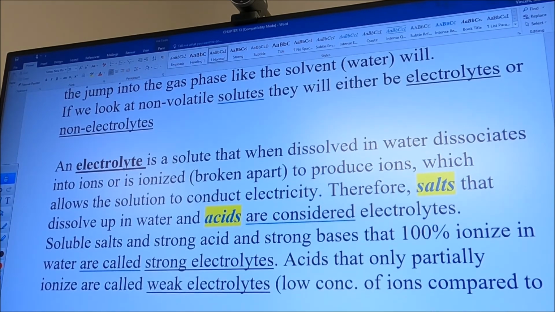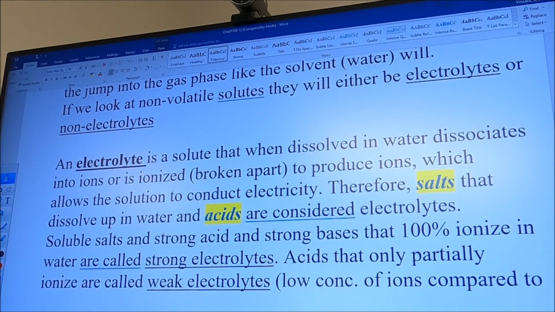Now, when we look at these non-volatile solutes, they're either going to be considered an electrolyte or a non-electrolyte. Where do you hear the term electrolyte in everyday usage? Sports drinks. Yes, sports drinks. Okay? Now, let's figure out what they're selling us when they tell us that they are replacing our electrolytes. An electrolyte, when dissolved in water, dissociates into ions or ionizes to produce ions. So electrolytes, when dissolved in water, create a solution that conducts electricity.